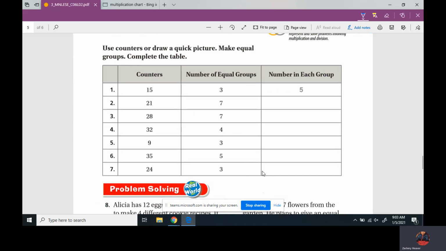So if you have an extra sheet of paper around or a little marker board, this is great to practice on. Draw your 7 groups, put 21 in it. Draw your 7 groups, put 28 in it. It's a lot of work, but it's actually pretty good.